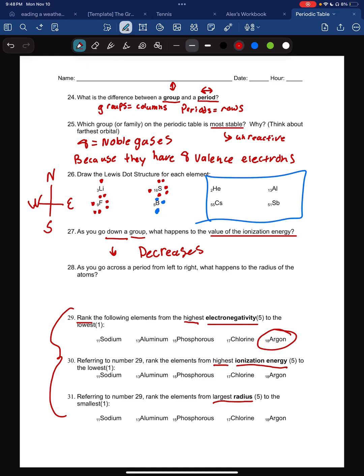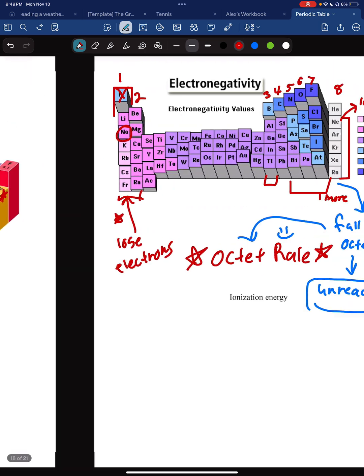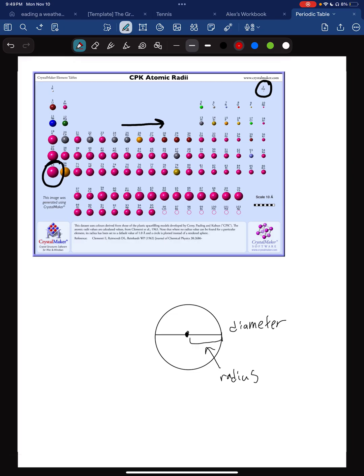As you go across, so across a period, so our rows from left to right, what happens to the radius of the atoms? Okay, so we're going to go all the way back over. So we're going from left to right, okay? So if you look here, going from the left to the right, what happens to the size of the ball? Okay? The size of the ball also decreases.